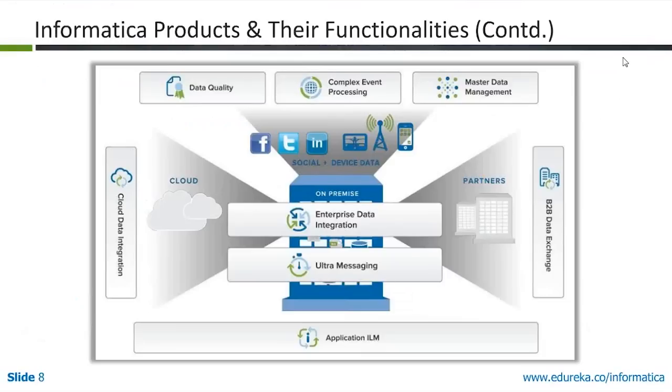So these are the different products that Informatica offers, and where we can use them. We have the option of an on-premises server, and an on-cloud server as well. And these are the different sets of data that we can process: social data, device data, and partner data. When I say partner data, it is specifically formatted data available to specific industries.